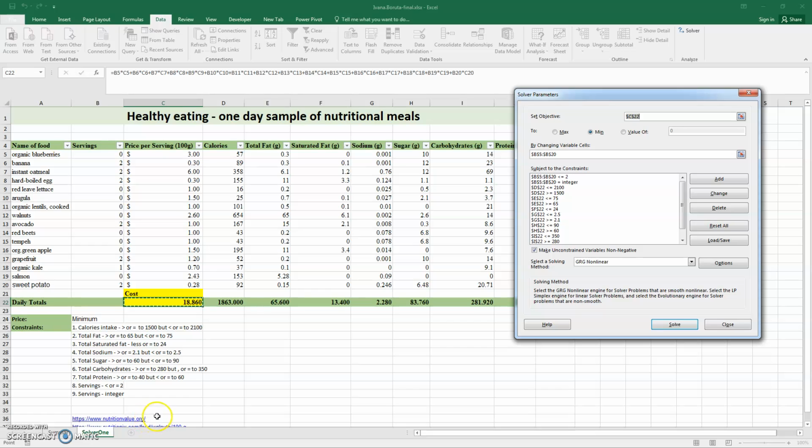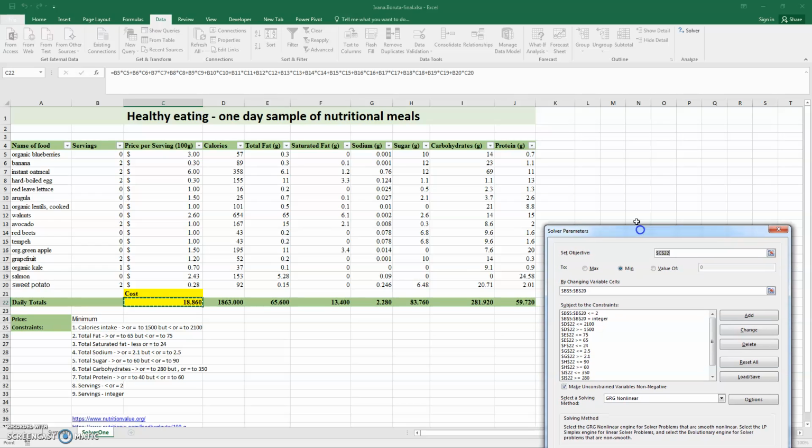So that would be all, just kind of an inspiration that you can eat healthy and you can still have the nutritional value which you need to achieve.